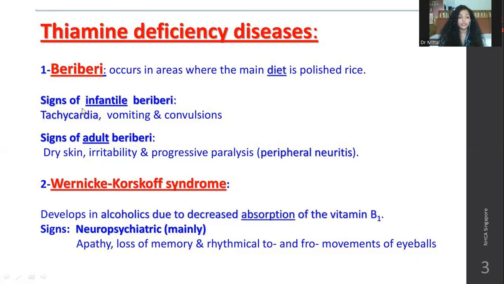That is infantile beriberi. So the child will have tachycardia, that is increased heart rate, vomiting, convulsions, and a shrill kind of cry that falls down slowly. The pitch of the cry is quite high, and then there is no sound at all. These are the other symptoms that come in the later stages.